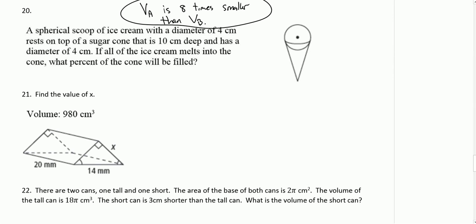Number 20, we have a spherical scoop of ice cream with a diameter of 4 centimeters that rests on top of a sugar cone that's 10 centimeters deep and has a diameter of 4 centimeters. If all the ice cream melts into the cone, what percent of the cone will be filled? So first of all, we'll do the volume of the ice cream.